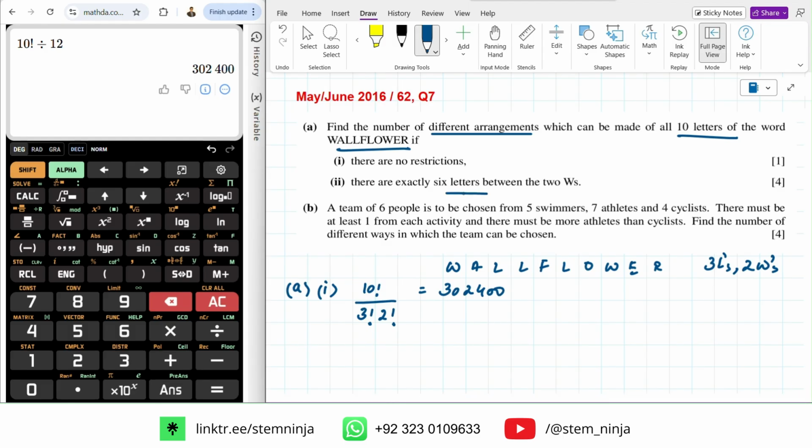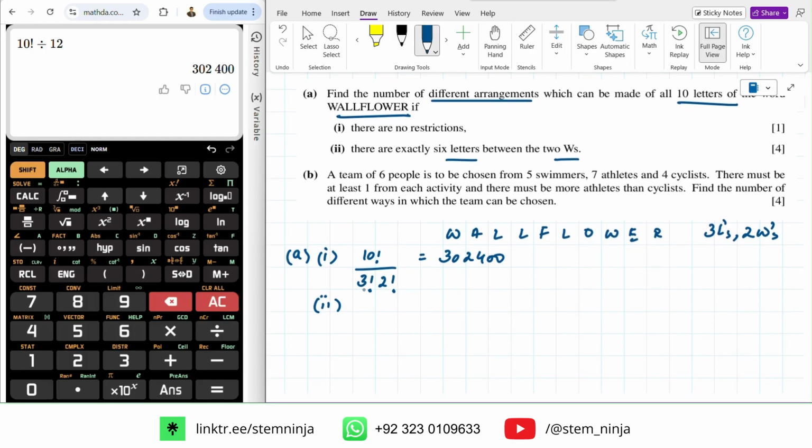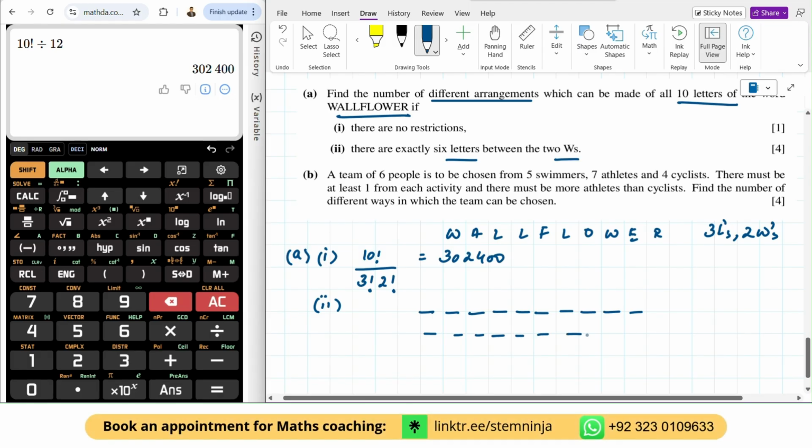There are exactly 6 letters between the 2 W's. Okay, so if we are putting a condition on 2 W's, that means we don't need to count them again, but we just need to at least take care of their placement. So 4, 5, 6, 7, 8, 9, 10. 1, 2, 3, 4, 5, 6, 7, 8, 9, 10.